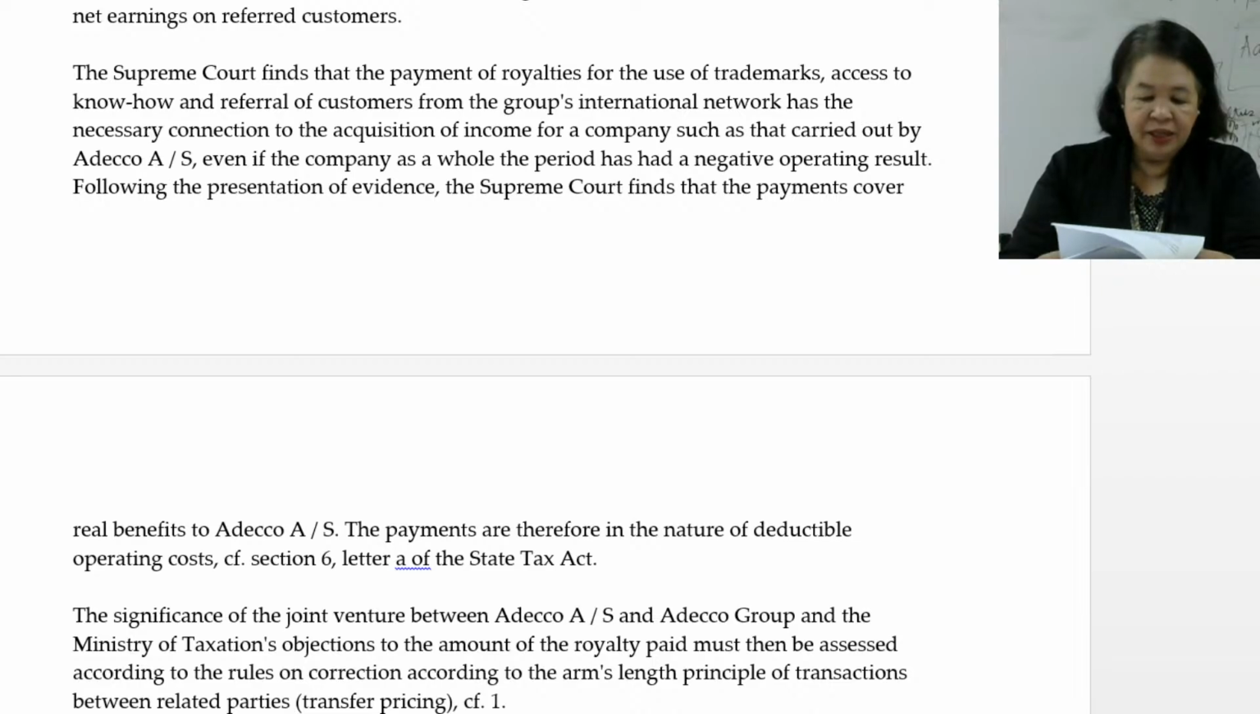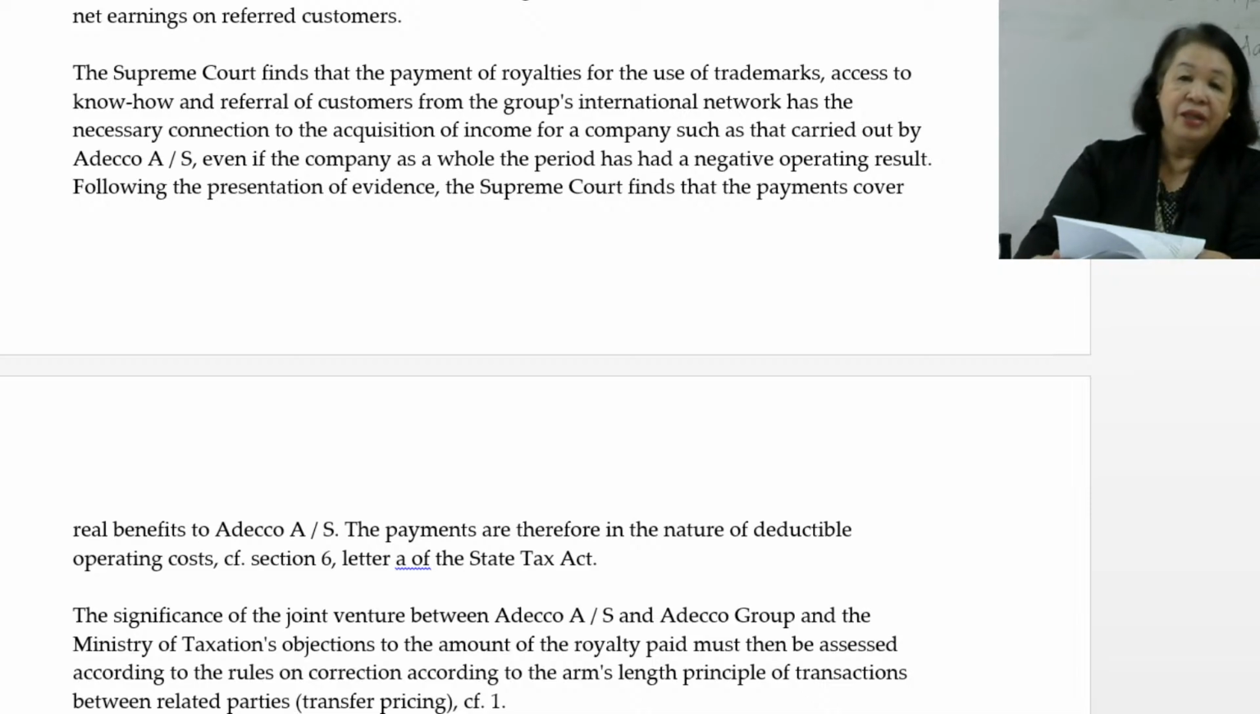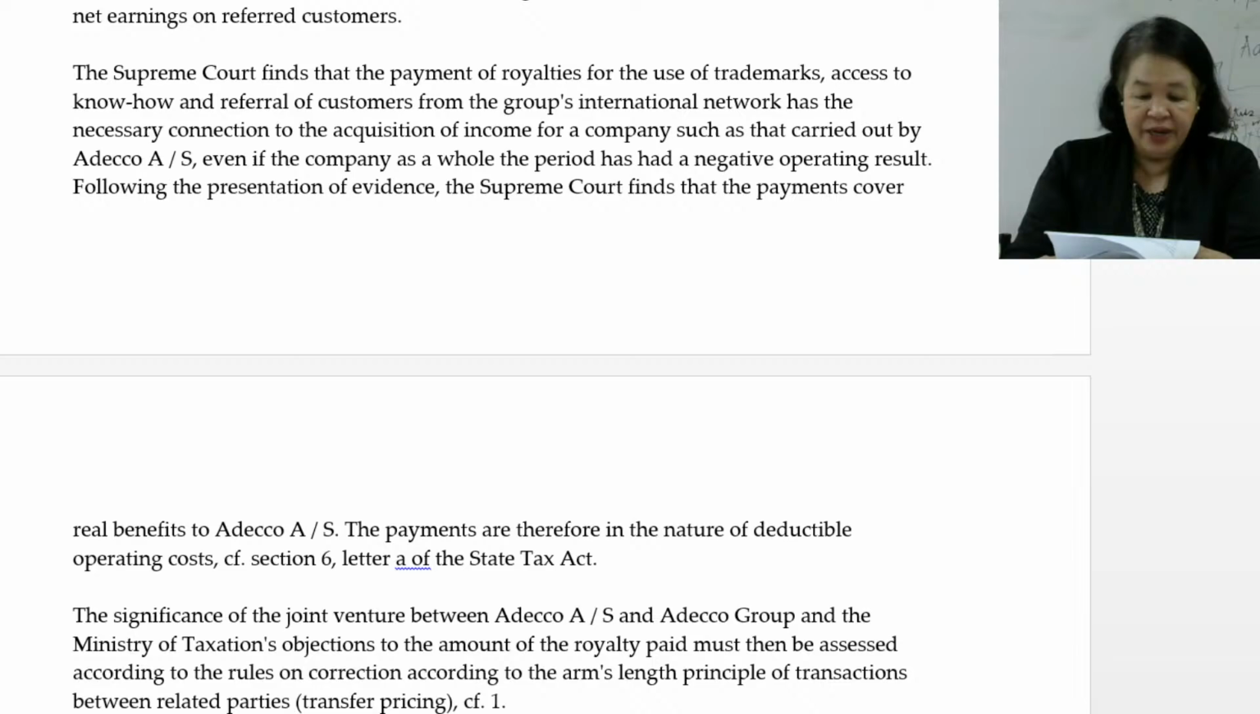Okay. The significance of the joint venture between Adecco AS and Adecco Group and the Ministry of Taxation objections to the amount of the royalty paid must then be assessed according to the rules on correction, according to the arm's length principle of transactions between related parties. So, yung transfer pricing law ang ginamit dito.